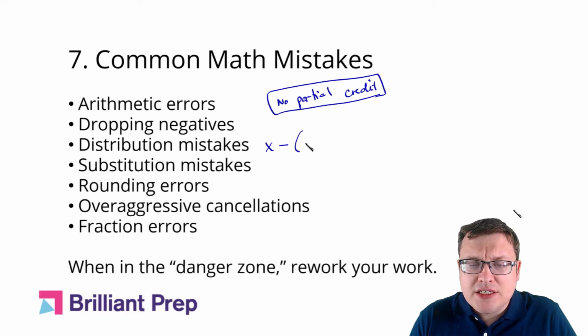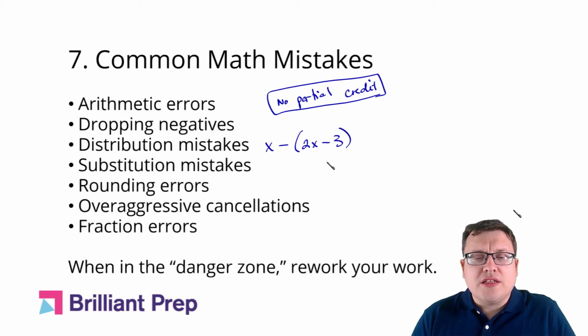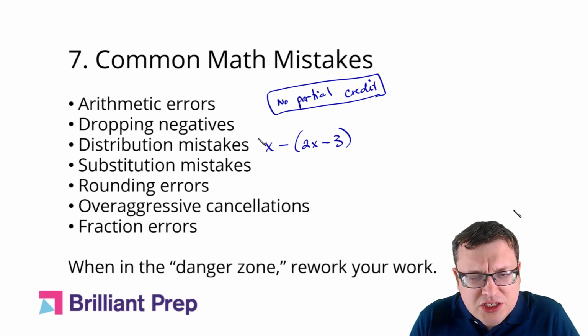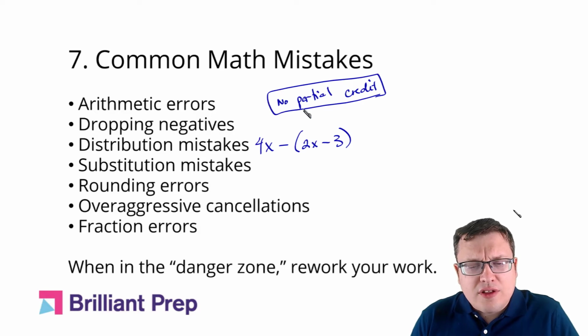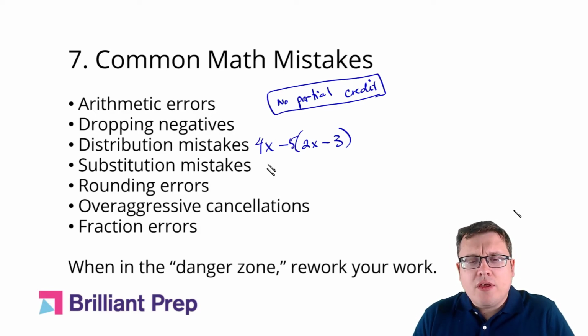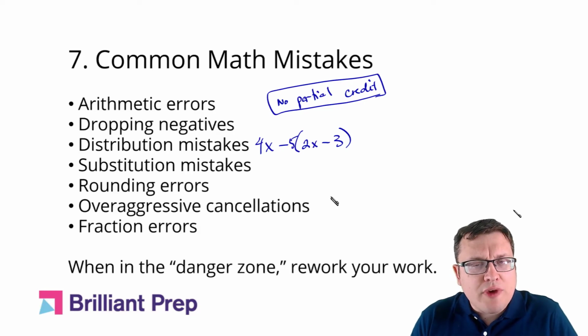x minus 2x minus 3. And so let's say we're going to, I'm going to make this actually 4x. So let's say we're going to distribute that negative, and let's actually make it a minus 5, how about? So 4x minus 5 times 2x minus 3.